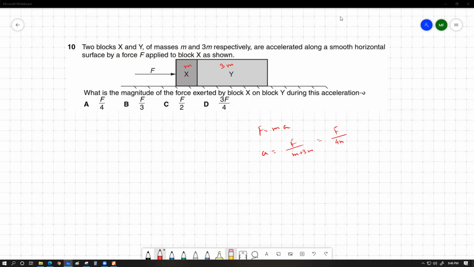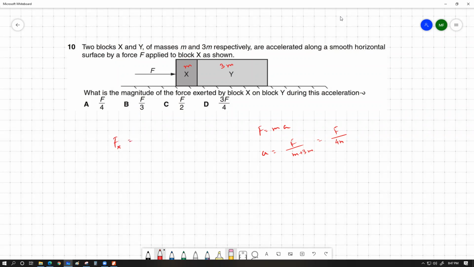Now, this is the part that you need to understand. How much force would X require for its own acceleration? The force required by X to maintain that acceleration would be the mass of X multiplied by the acceleration of X. The acceleration is exactly the same. The mass of X is M as per the question, and the acceleration is F divided by 4M, which gives you F by 4. Try to understand the significance of this calculation.